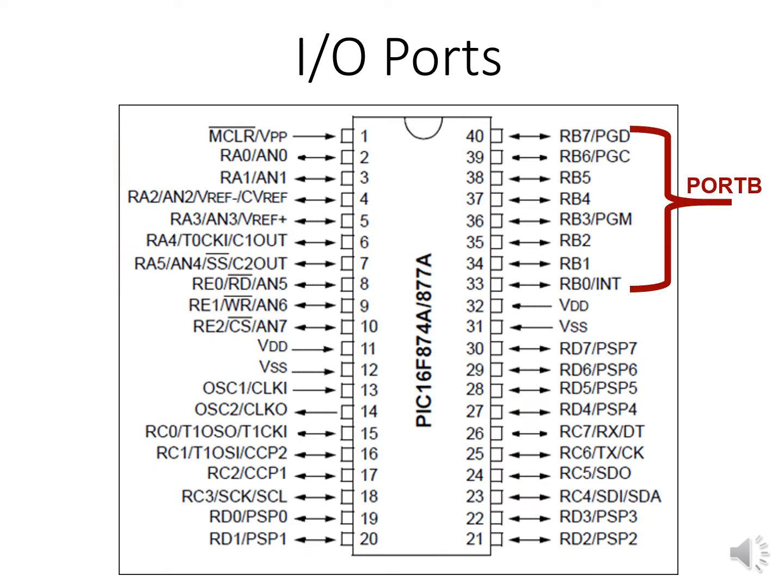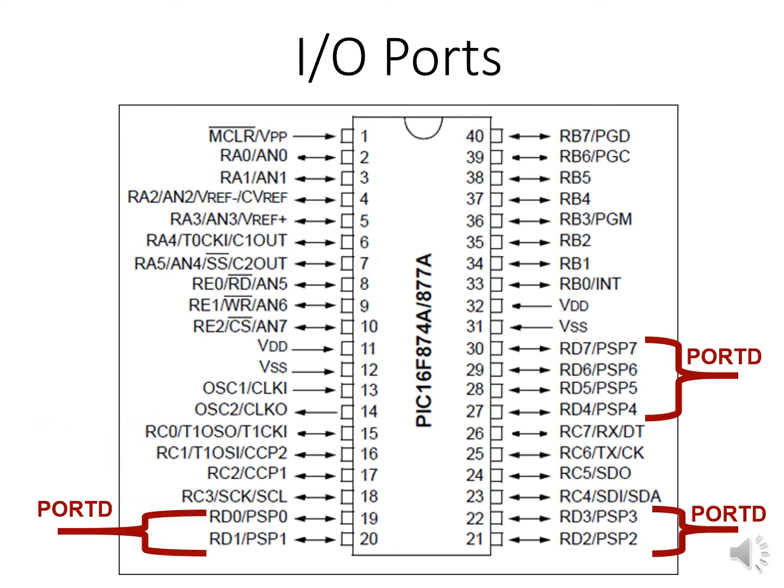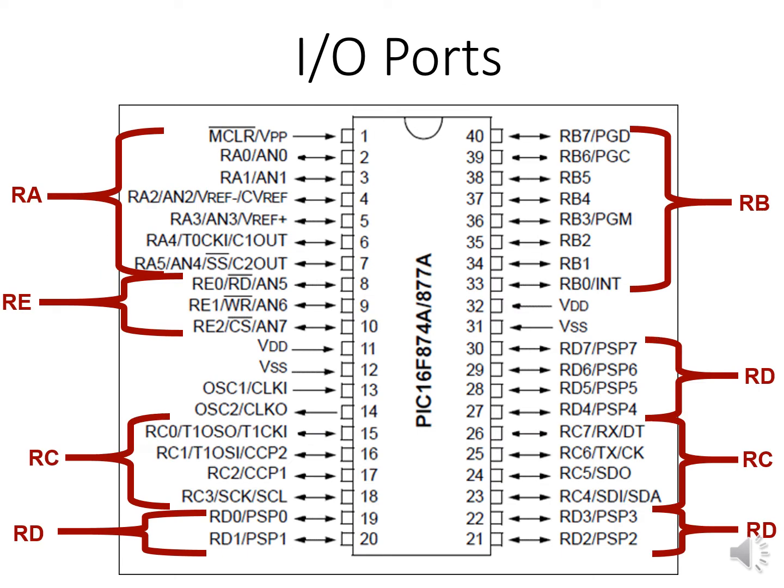Port B, Port C, Port D, and Port E. Alternatively, the ports are named RA, RB, RC, RD, and RE respectively.